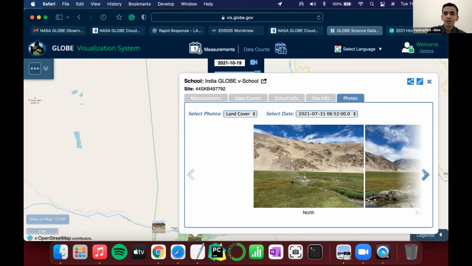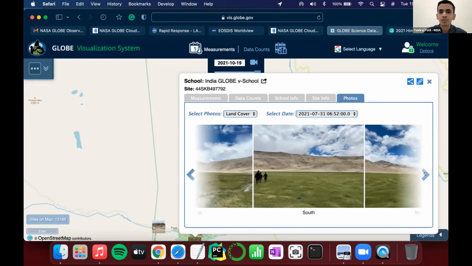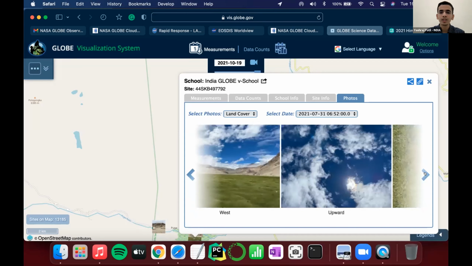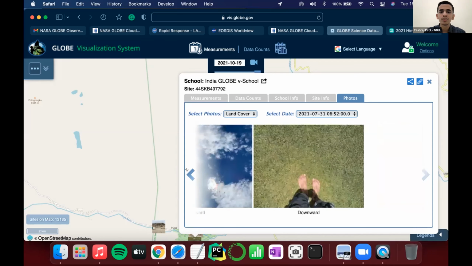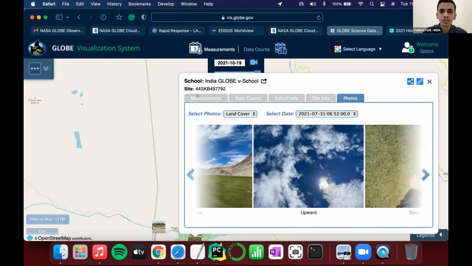Like, I must record this thing, I must record this land cover. It is much more necessary for this. And for the first time I got to know that this land cover is being measured over here.